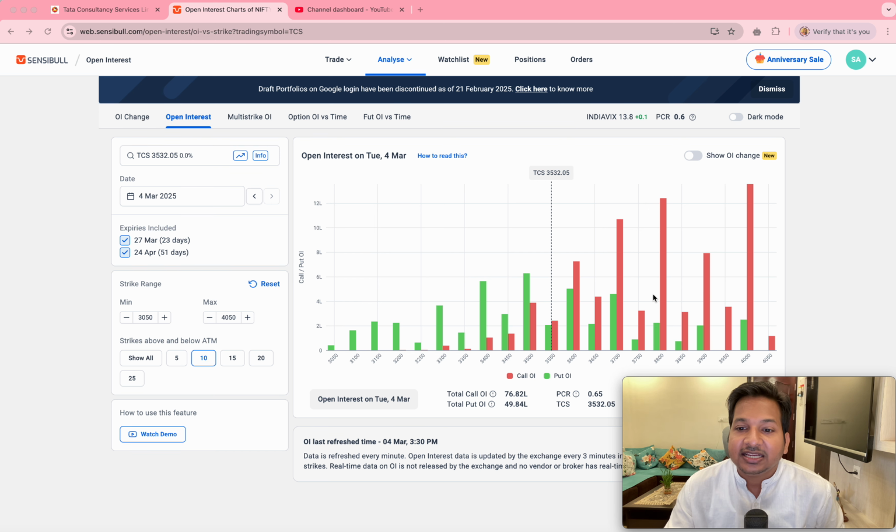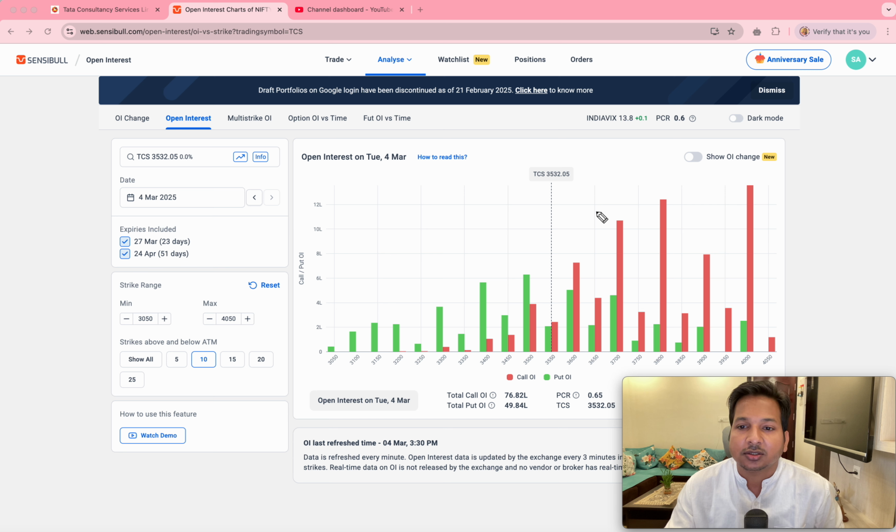Now the next thing is, what are the major levels? The major levels are these levels, 3700, 3800, and the support levels are very weak compared to the resistance levels. So the stock has a higher tendency to go down.